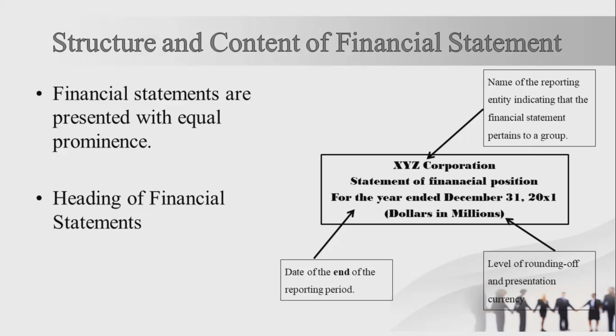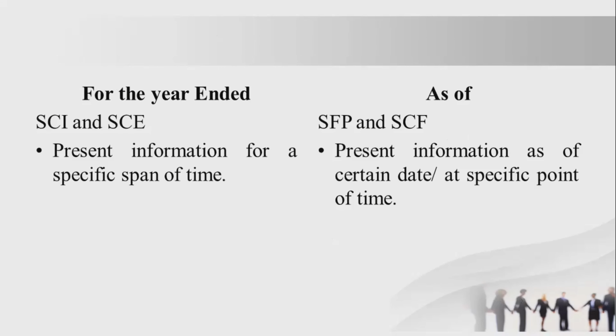Tapos ito, next is heading of financial statement. Ito yung example niya. On the first line, name of the reporting entity. On the second, yung pangalan ng financial statement na yon. Third line is the date of the end of the reporting period. And last is the level of rounding off and presentation of currency. So, yun. Next, for the year ended and as of.